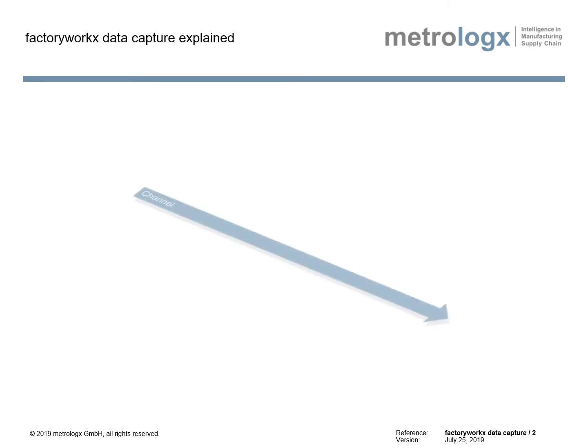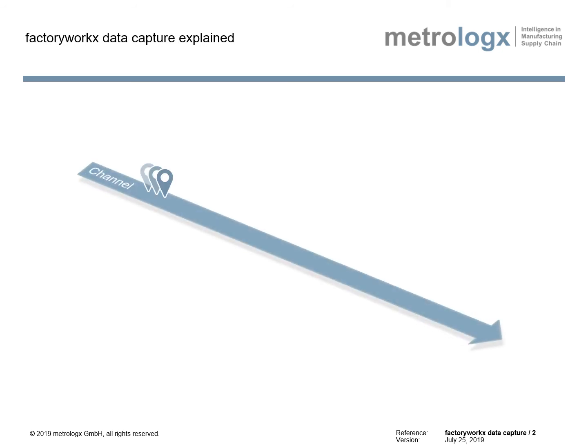The most important object in factoryworkx is a channel. A channel represents a value stream, and the channel contains literally all streams of data created. This value stream, no matter if it is quality data, process data, or just any other line data and information.